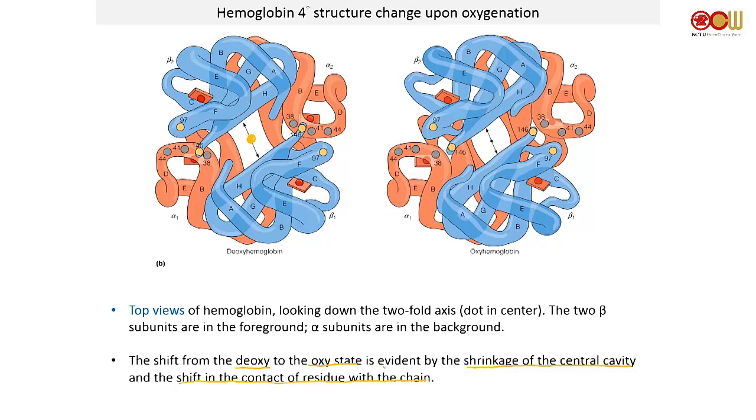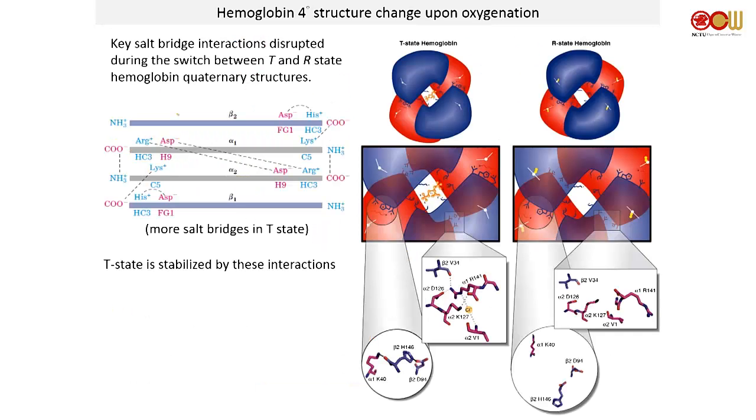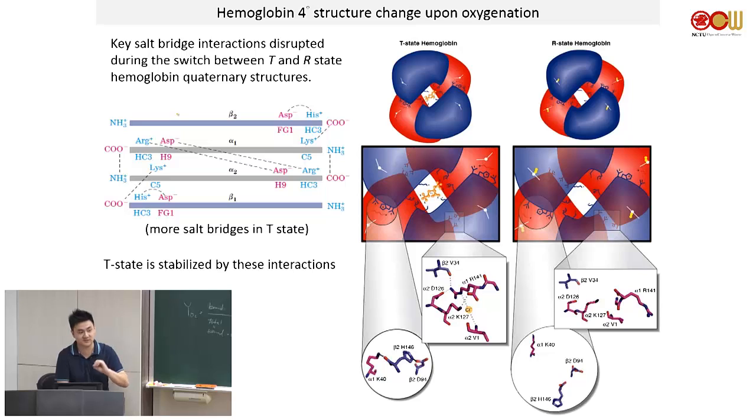What does that mean? Look, initially you have a larger hole here, now you have a smaller hole here. Another thing that changed: initially you have a bunch of residues here that interact. Now they are separated. So something happened. Now, it turns out these interactions are salt bridges that are used to stabilize your T state.